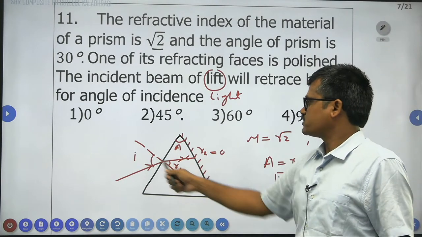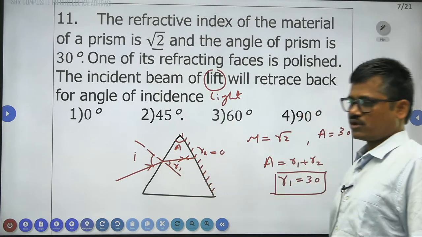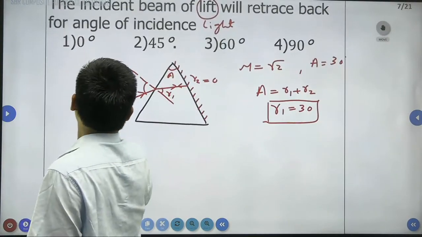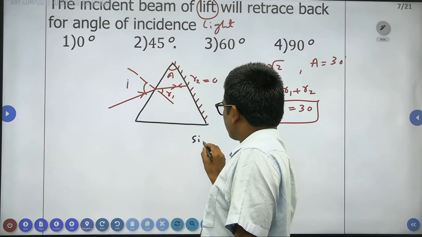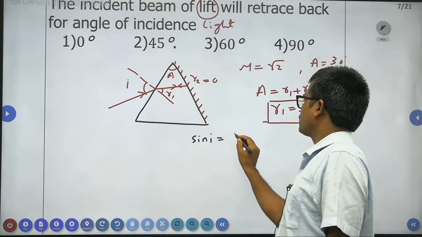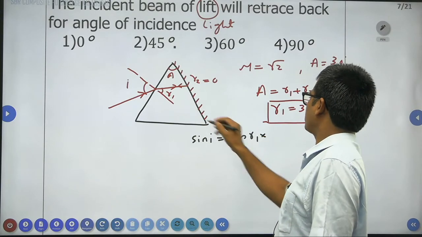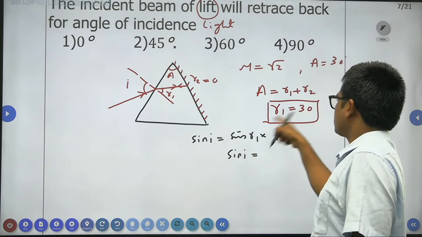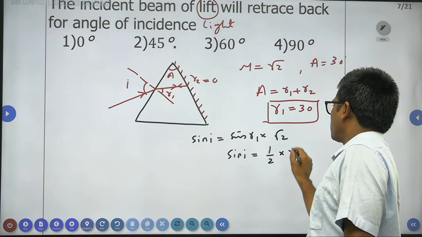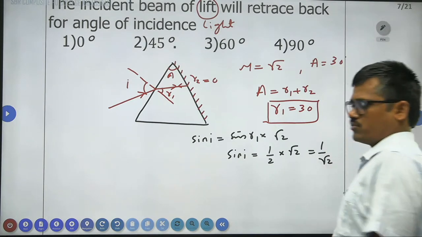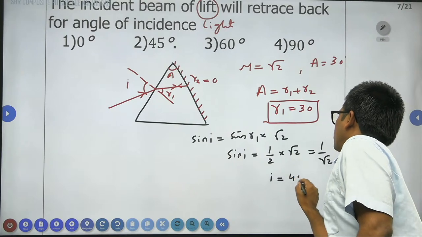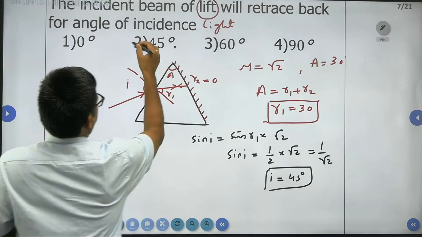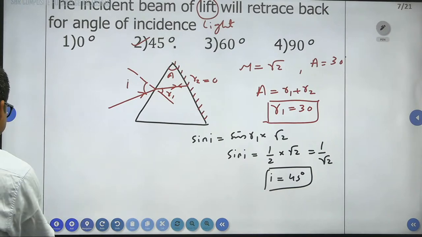So can I apply Snell's law here? They have given refractive index also. I and then R1. R1 I know. Now with Snell's law, sin I is equal to sin R1 into refractive index of that medium, root 2. Sin R1, sin 30 will be 1 by 2. So it will be root 2 by 2, that is 1 by root 2. Therefore, what should I be equal to? 45. So the angle of incidence where it will retrace its path is 45 degree. Got it. Okay, next one.